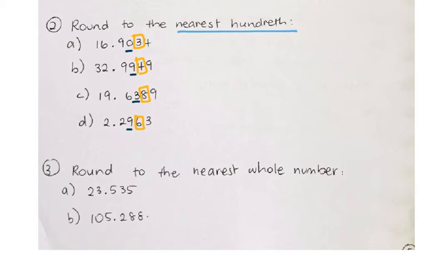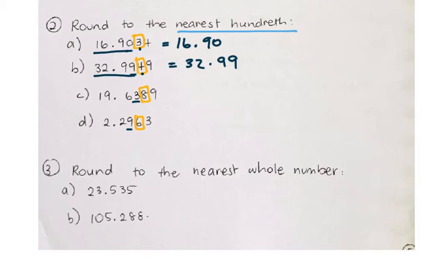So the first one is 16.9034. I'm going to look to the 3. It's 4 or less, which means to let it rest. So I'm just going to write 16.90 because I don't need to add any extra value to that. B, it's 32.9949. I'm going to look to the 4. 4 or less, let it rest. So we're just going to write 32.99.